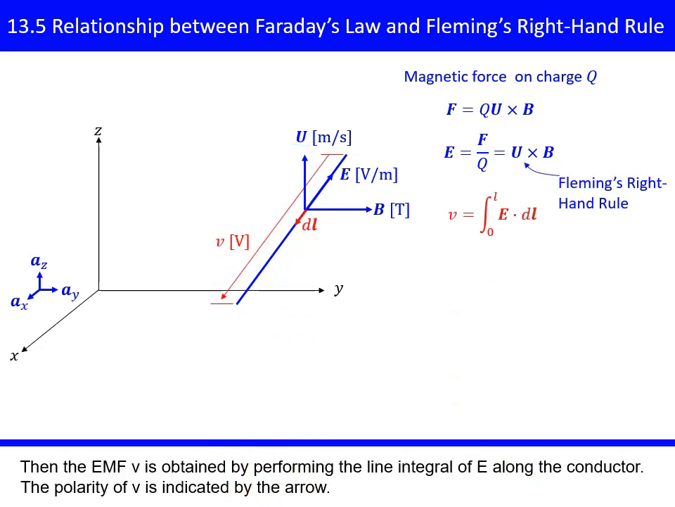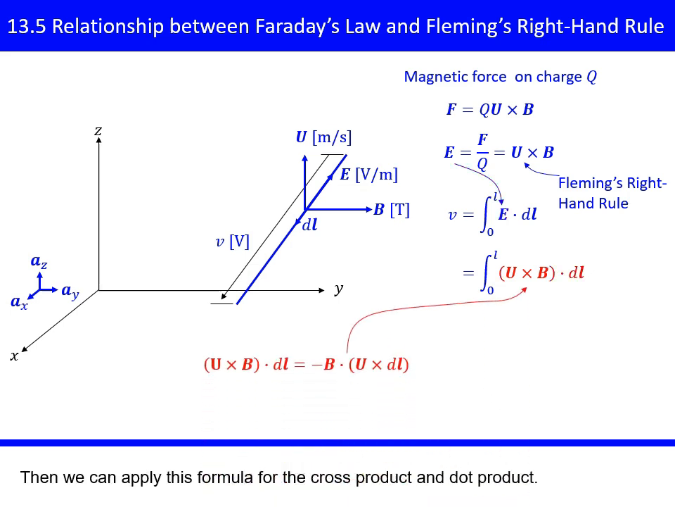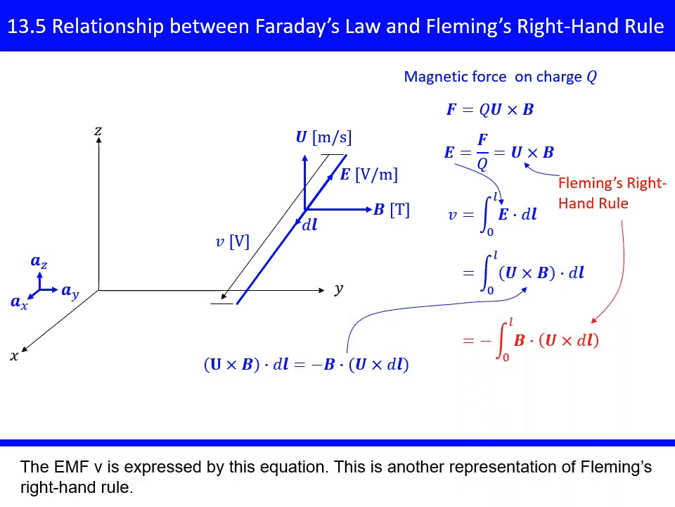Then the EMF V is obtained by performing the line integral of E along the conductor. The polarity of V is indicated by the arrow. E is replaced by the cross product of u and B. Then we can apply this formula for the cross product and dot product. The EMF V is expressed by this equation. This is another representation of Fleming's right-hand rule.